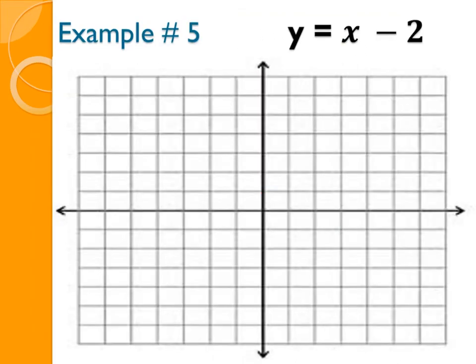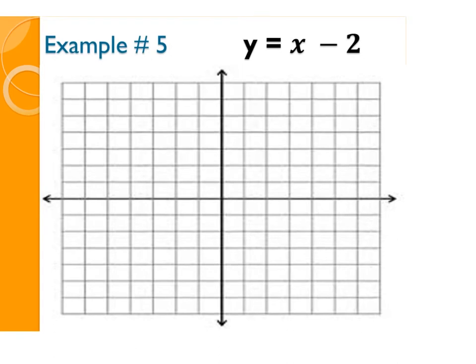Number 5, b equals negative 2. My m, there's an invisible 1 here, so 1 over 1 will be your slope. Plot your negative 2, then rise 1 over 1. Rise 1.